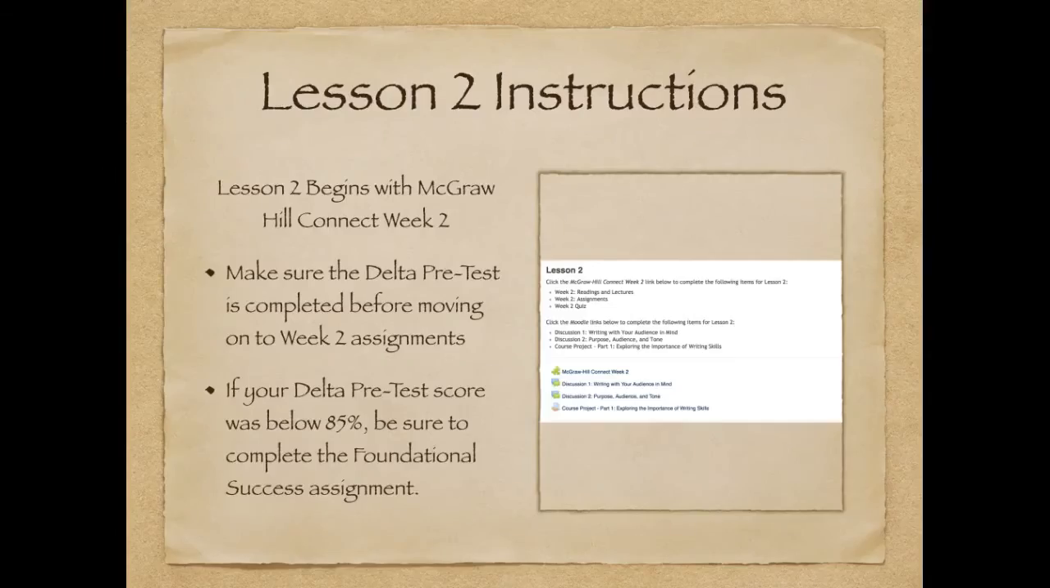Let's begin with the McGraw-Hill Connect Week 2 assignments. Make sure that the Delta pretest is completed before moving on to Week 2 assignments. You should have completed the Delta pretest in Week 1. If your pretest score was below 85%, make sure that you have completed the Foundational Success assignment. If you have completed the pretest and the Foundational Success, if you were required to do so, you're now ready to move on to week 2. So the first thing you want to do is click on the McGraw-Hill Connect week 2 assignment link.